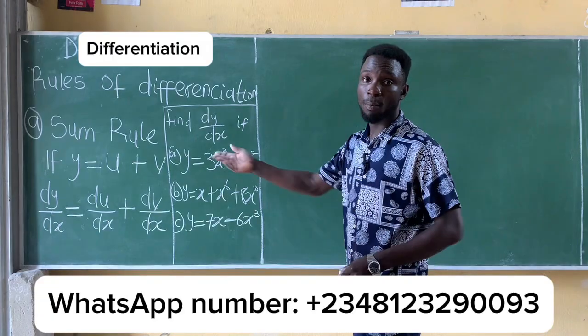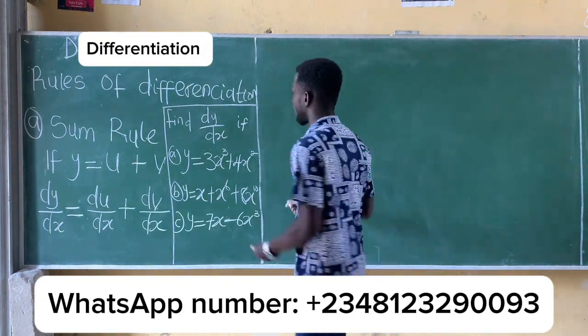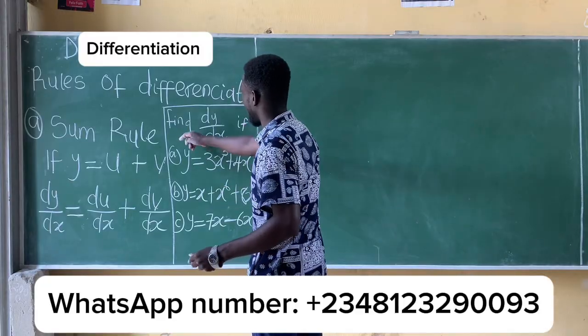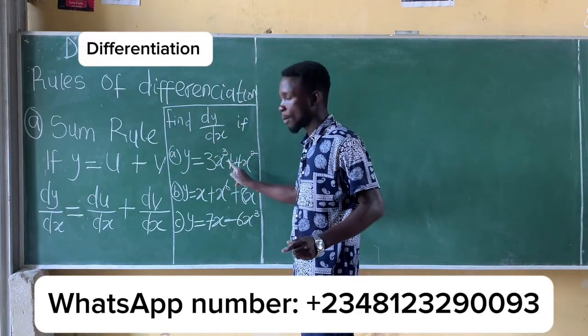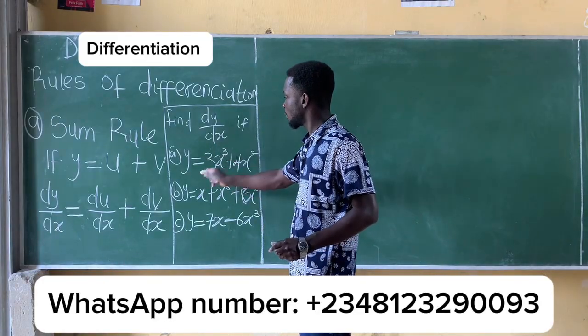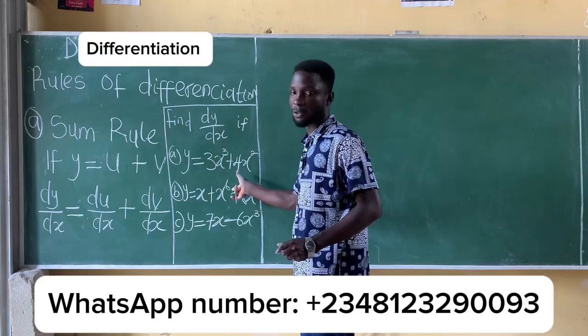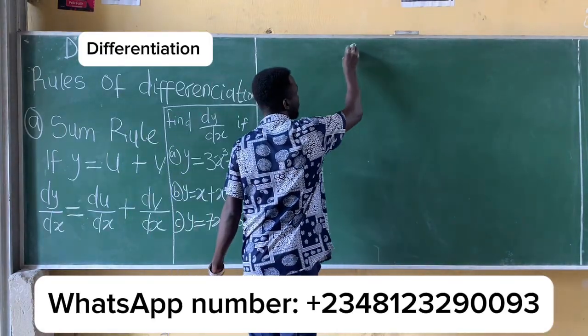Let's look at the example on the sum rule. The first example says, find dy/dx if y is equal to 3x cubed plus 4x squared. Find dy/dx if y is equal to 3x cubed plus 4x squared. And let's look at the solution.